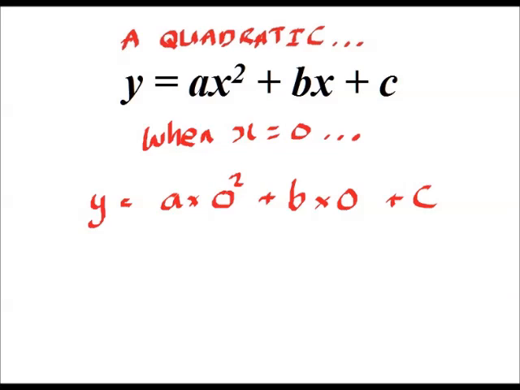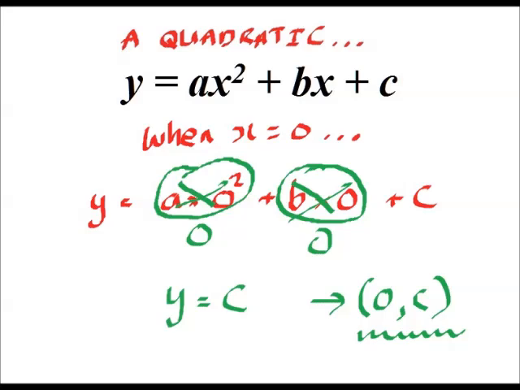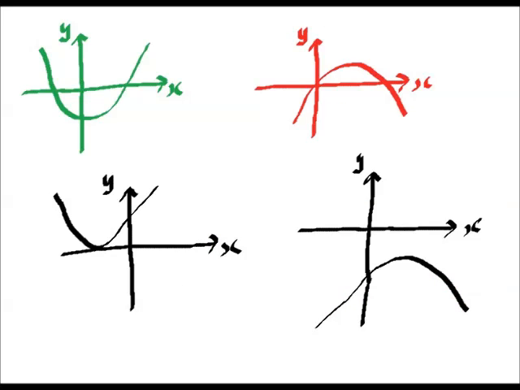Again, the c tells us where the curve cuts the y-axis, because inputting an x value of 0 means we'll get 0 times a plus 0 times b, and then y will just be equal to whatever c was. Quadratic curves are not straight. They're all symmetrical parabolas, basically smiley mouths or sad mouths on the graph.